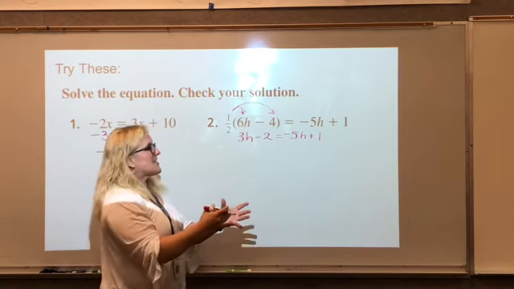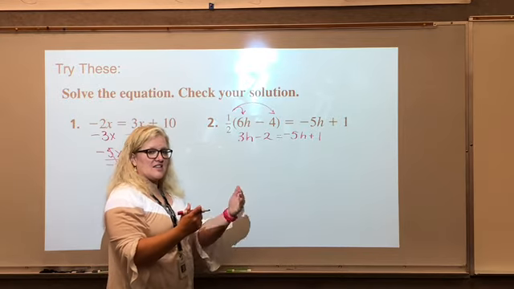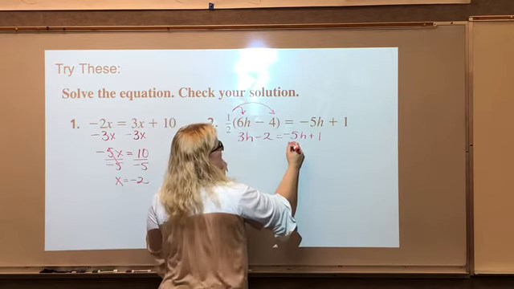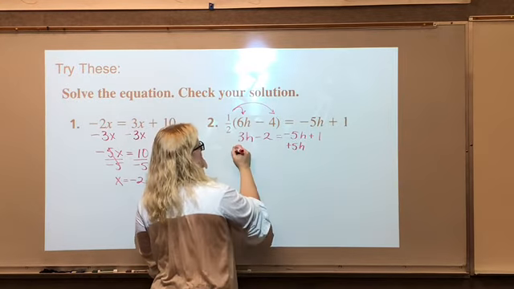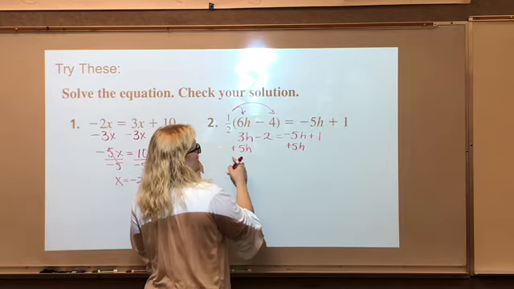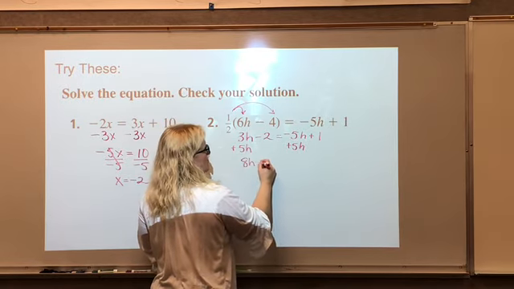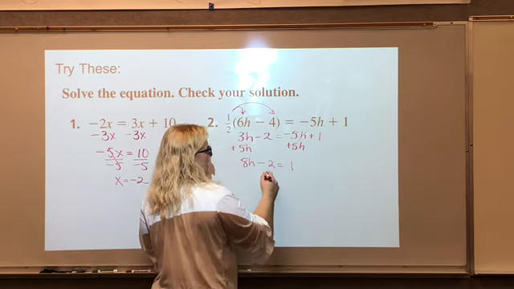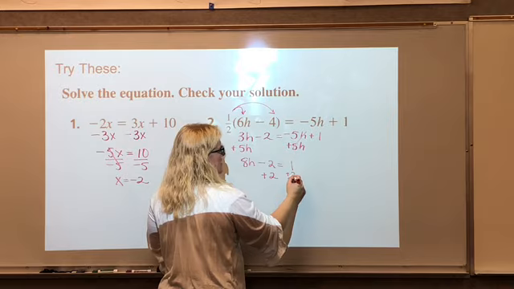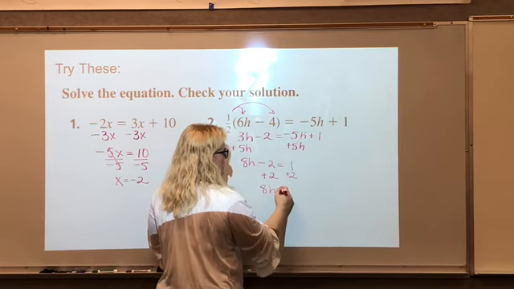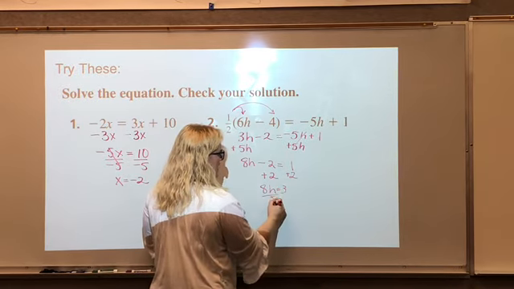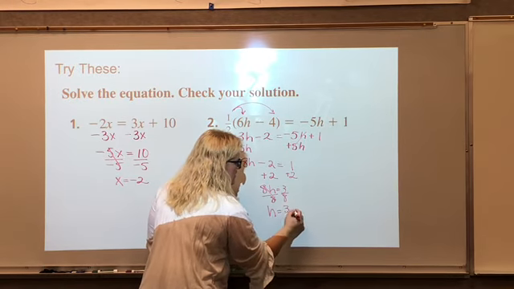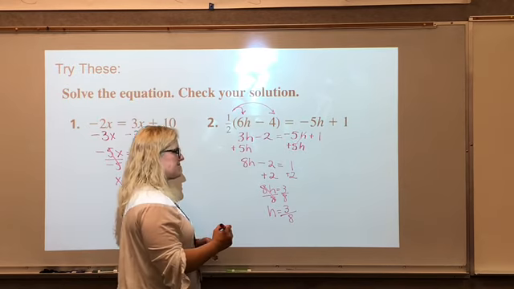All right, so now I need to get the h's on one side, the constants on the other side. So I think I'm going to add 5h to both sides. This gives me 8h minus 2 equals, this cancels, 1. And now if I add 2 to both sides, I get 8h equals 3. Divide by 8 on both sides, and I get the answer h equals 3/8.